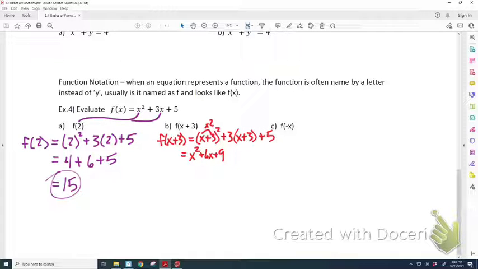If you don't believe me, go to the side, write it twice, x plus 3, FOIL it out, and you should get that. Distribute that 3, we get 3x plus 9, and then a plus 5. Add like terms, looks like we get 9x and 23.